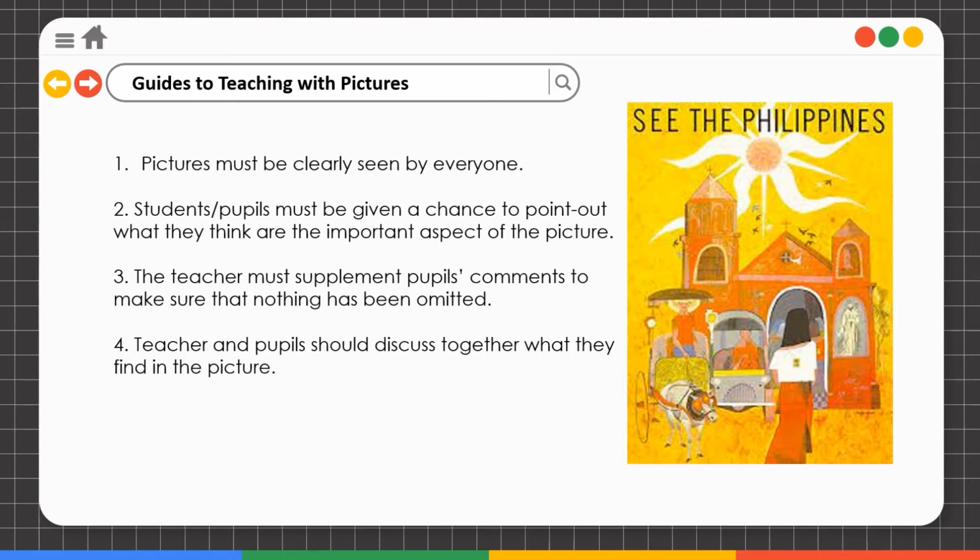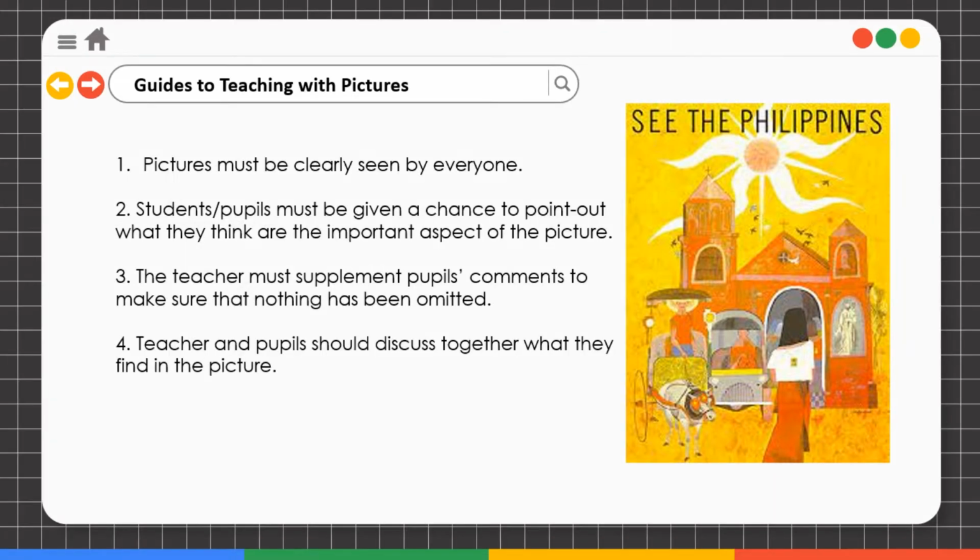Second, students or pupils must be given a chance to point out what they think is an important aspect of the picture. Dapat hindi lang puro si teacher ang nag-share ng insight. Dapat bigyan ng opportunity ang mga mag-aaral na ipahayag at sabihin ang kanilang mga pananaw sa aralin o sa larawan na kanilang nakikita. Number 3, the teacher must supplement pupils' comments to make sure that nothing has been omitted.